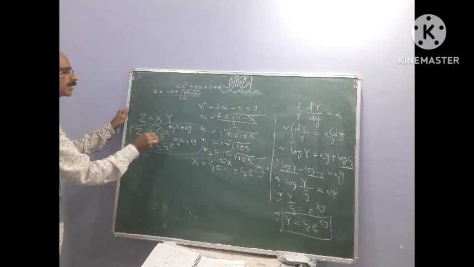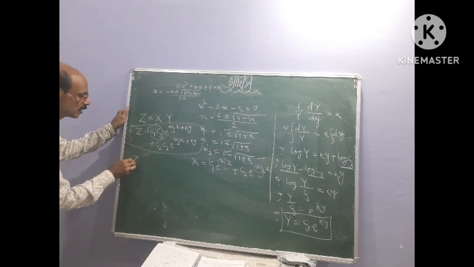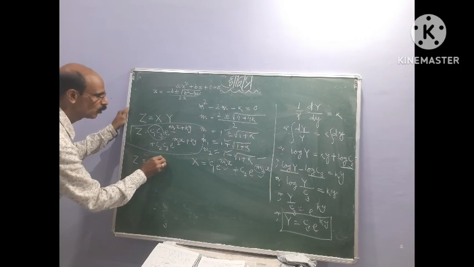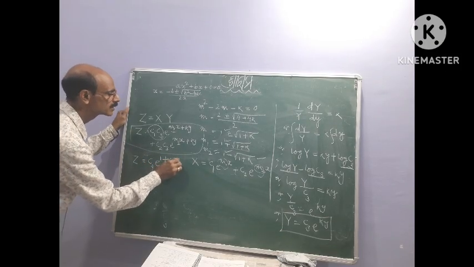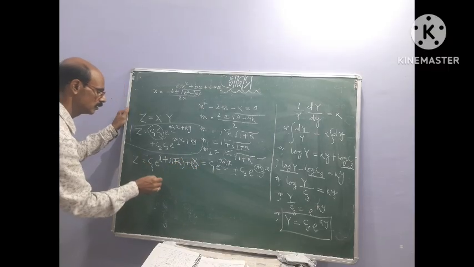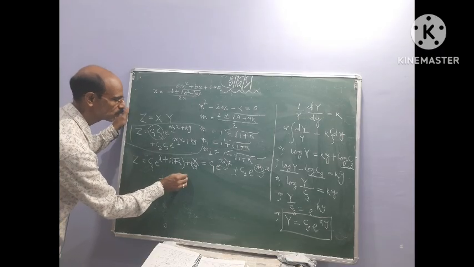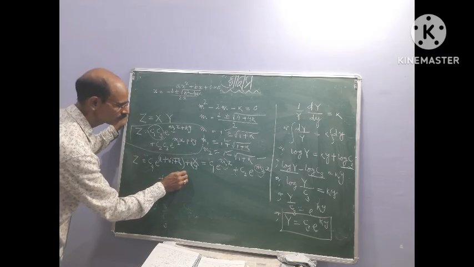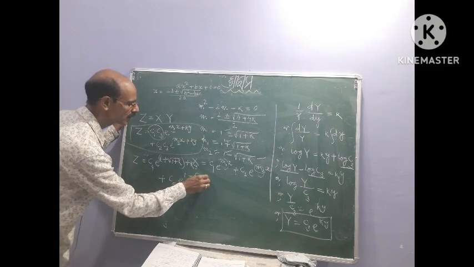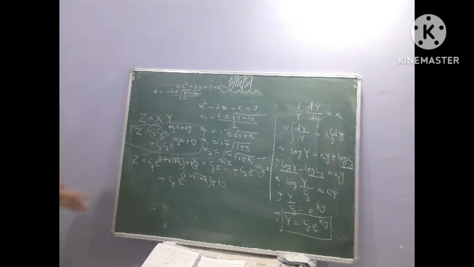Or we can write c1 and c3, their product is another constant, c2 into c3 is another constant. So we can also write z is equal to, suppose, c4 exponential 1 plus root over 1 plus k, x plus ky, plus c5 exponential, in place of m2, 1 minus root over 1 plus k, x plus ky. This is the final solution.